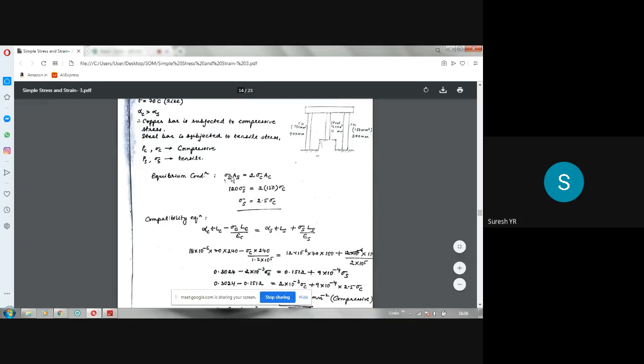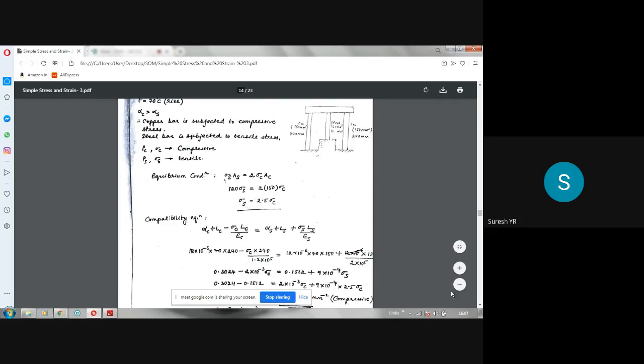So what is PS? PS is sigma S into AS. Force is equal to stress into area in steel. So PC is sigma C into AC. That's what I have written here. Now substitute the known values. Sigma S is unknown. AS, area of steel rod, is 120 millimeter square. It is given. So substitute: 120 into sigma S is equal to 2 times 150 into sigma C. AC, area of copper, is 150. So you will be getting sigma S is equal to 2.5 times sigma C. So from the equilibrium condition, you are getting the relationship between the stresses in steel and copper as this equation.